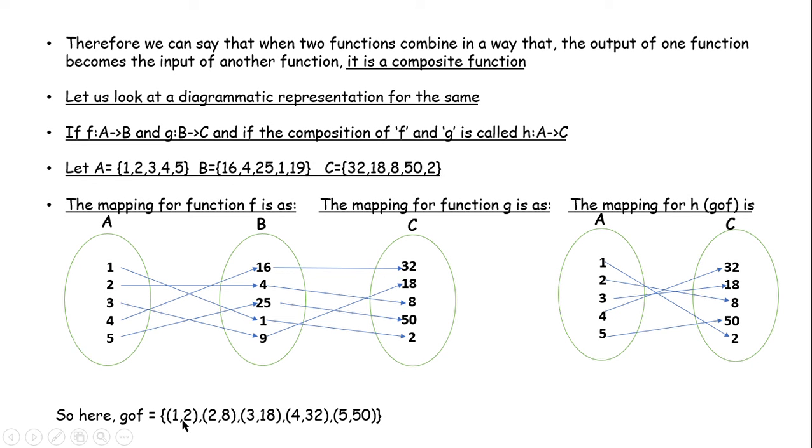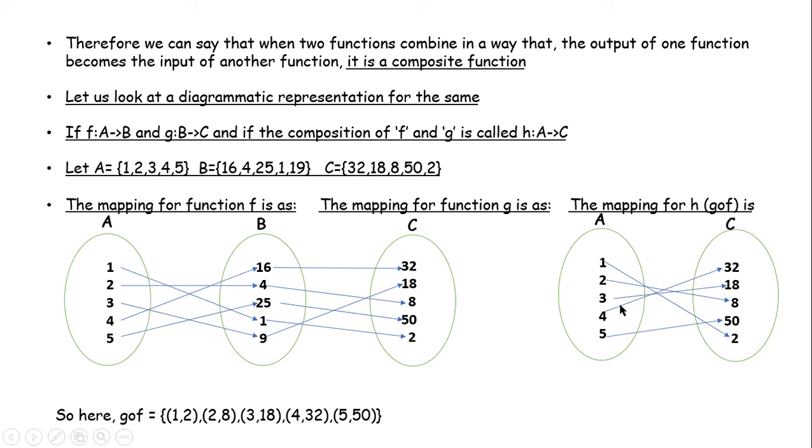How do you write the coordinate pairs? In a function, the coordinate pairs are written in such a manner that the first element always represents the elements of the domain, and the second element in the coordinate pair always represents the elements of the codomain. So 1 is assigned the value 2, or g(f(1)) is 2, hence (1, 2). 2 is assigned the value 8, that means g(f(2)) is 8, so (2, 8).